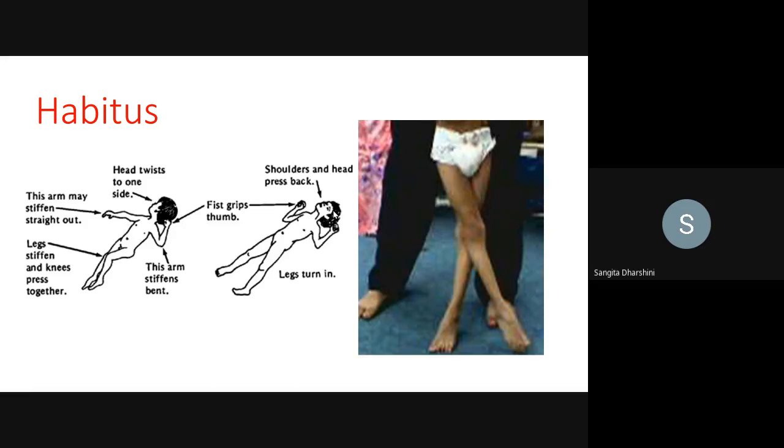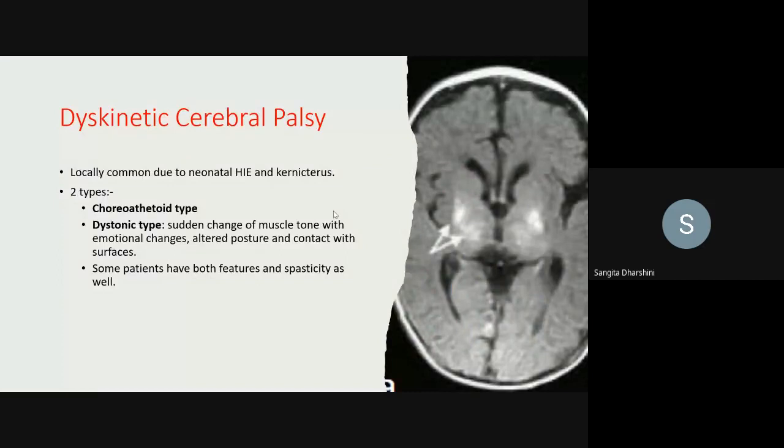So the next cerebral palsy. We were done with spastic cerebral palsy. We move to the next one, dyskinetic cerebral palsy. It's also locally common because of neonatal HIE and kernicterus. Two big types. One is the choreoathetoid type, where you will see involuntary writhing-like movements, and the dystonic type, where you would appreciate sudden increase or change in muscle tone with contractions of both agonist and antagonist muscles, usually precipitated by emotional change or altered posture or contact with surfaces. Some patients have got both choreoathetoid and dystonia, and to complicate it, even spasticity.